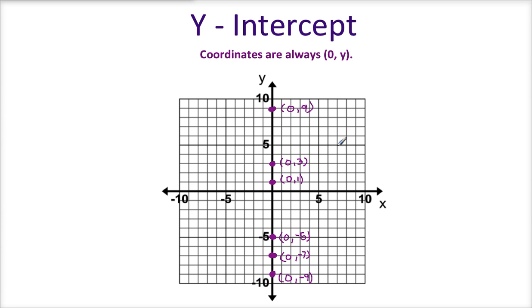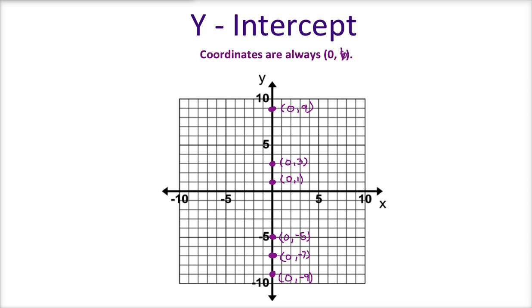And also the y-intercept. Something to remember with the y-intercept is that the coordinates for the y-intercept are always 0, comma, y. Actually, that should maybe be a b. 0, comma, the y-intercept. So notice if any one of these points were my y-intercept, they all have an x-coordinate of 0. So anytime I see an x-coordinate of 0, that means it's my y-intercept.